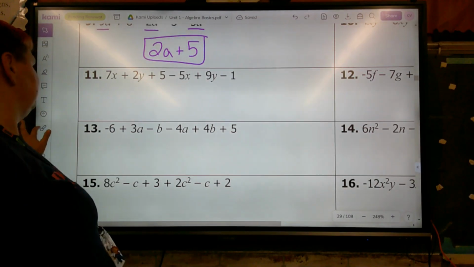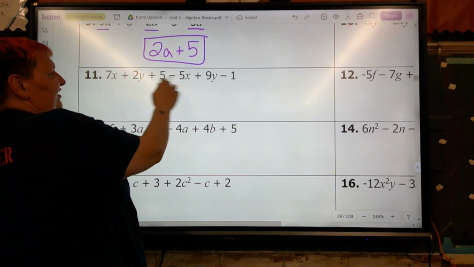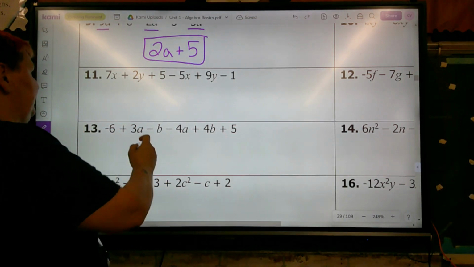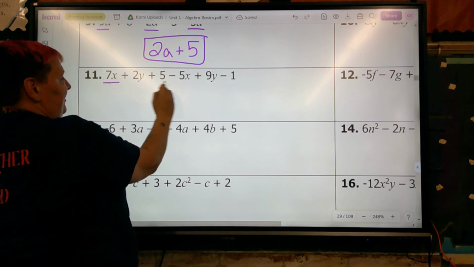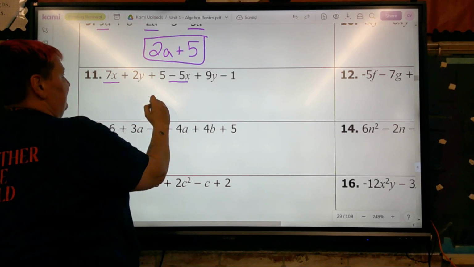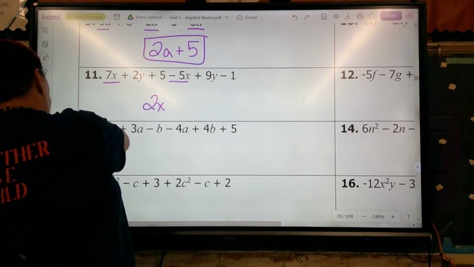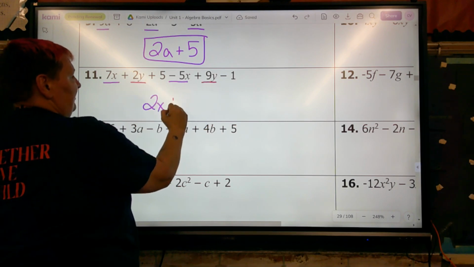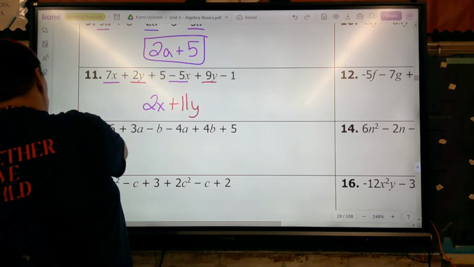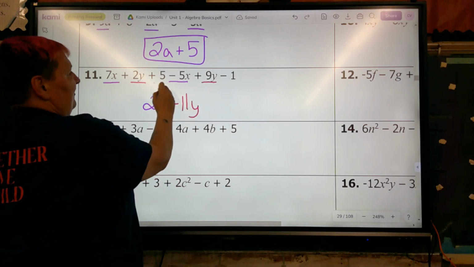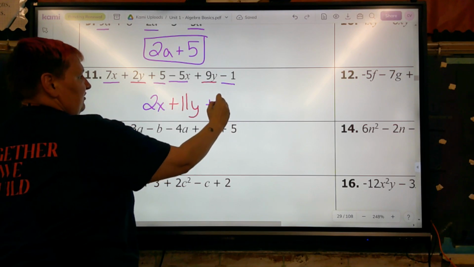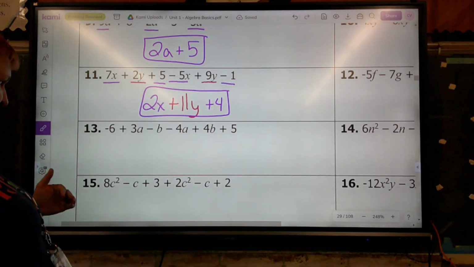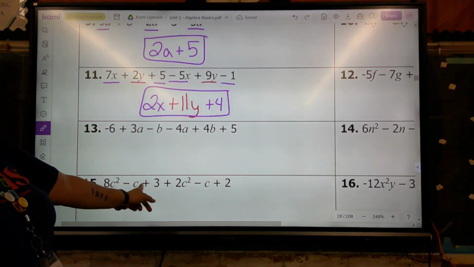Follow the rules. Alright, 2 different variables. Remember, alphabetical first, highest exponent to lowest exponent. X comes before y, so 7x minus 5x is 2x. 2y plus 9y is 11y. 5 minus 1 is positive 4. Alphabetical, highest exponent to lowest exponent. You don't have to worry about that 2 down here.